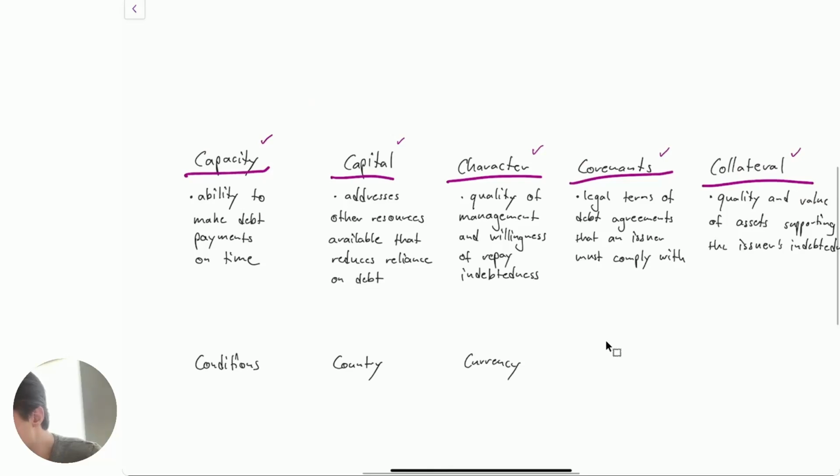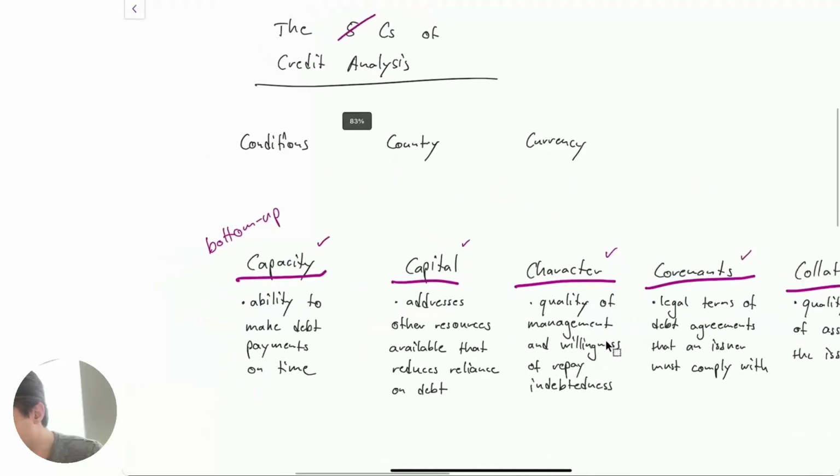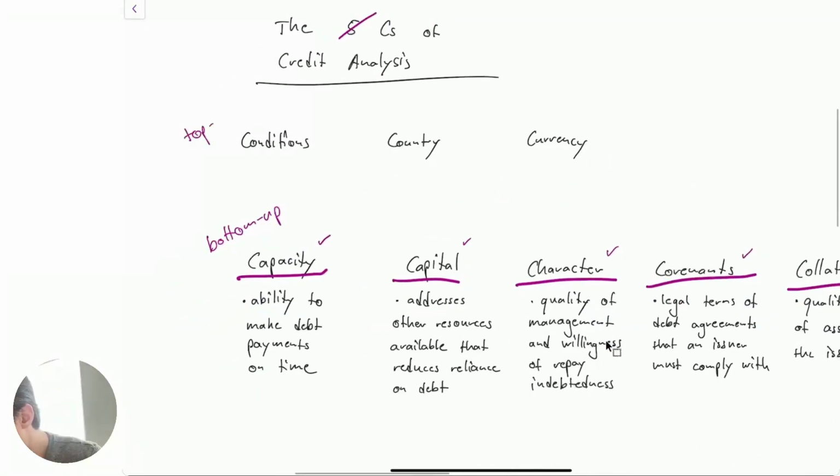We call this bottom up, because this is really based on the company. And then I am thinking about 3 additional ones, which are called top down. The first one is conditions. This refers to the general economic, competitive and business environment faced by all companies or by all borrowers, whoever the entity is that borrows money.